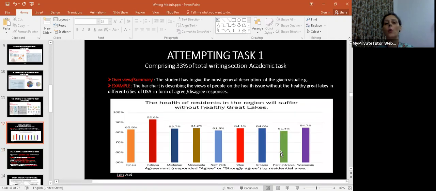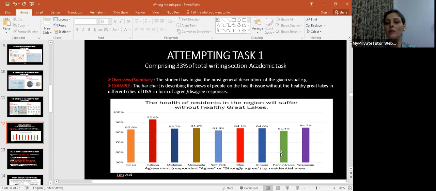Okay, task 1. Basically, this question carries 33% of your total writing section. The marks depend on this 33%. Both questions are very, very important in both sections, and 33% weightage goes to task 1. So the visual is there. Just have a glance, understand it. Then you're going to have an idea what sort of question they are asking.